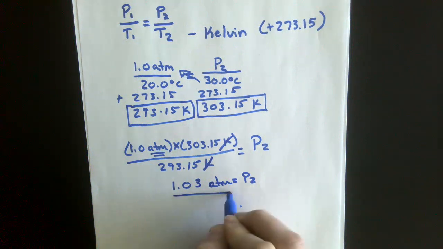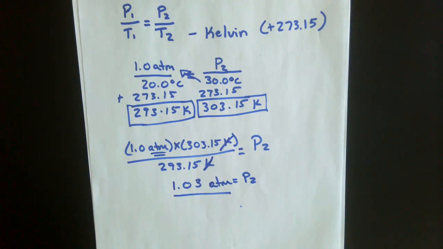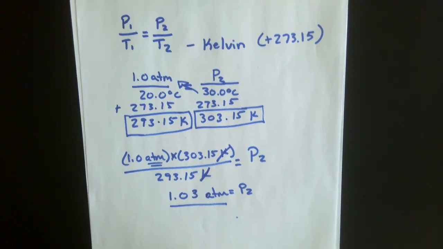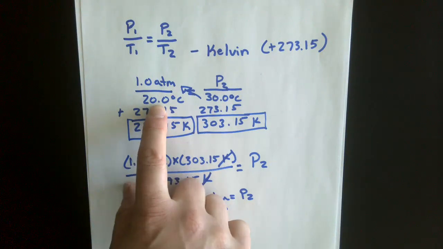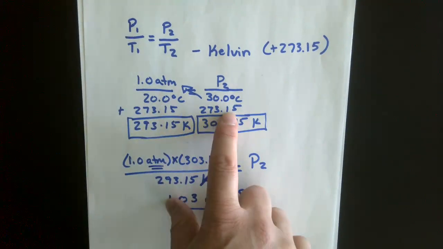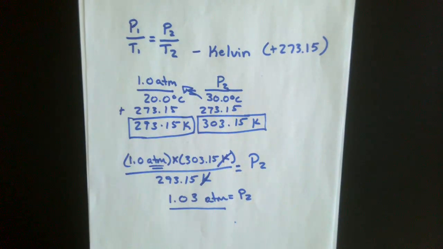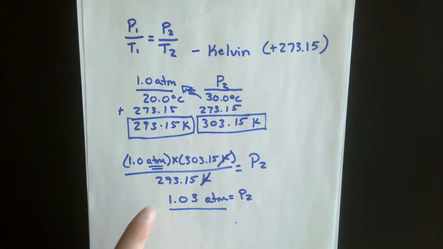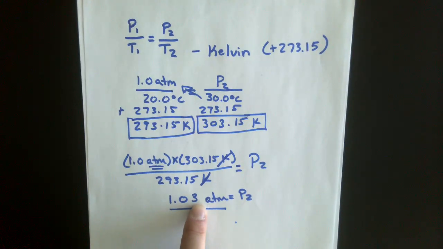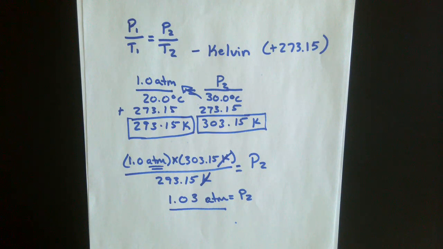And taking a look at that, as we look at our relationship between pressure and temperature, as our temperature goes up, our pressure should go up. As our temperature goes down, our pressure should go down. And we took our temperature from 20 degrees up to 30 degrees. So therefore, we saw an increase in temperature, and we should see an increase in our pressure, albeit just a slight one. There was an increase in the pressure from there.